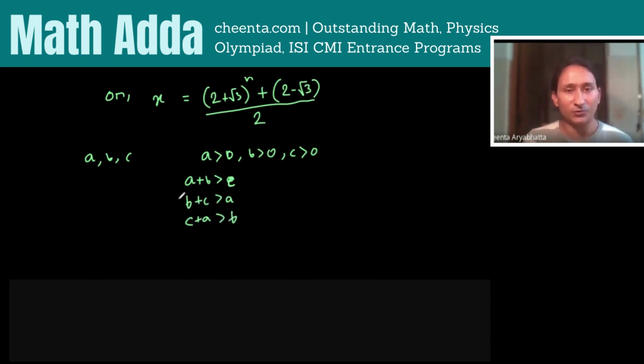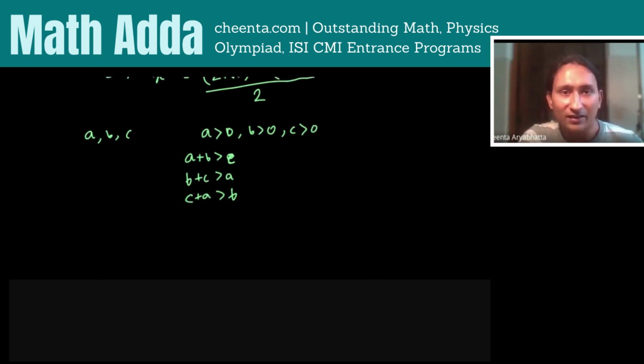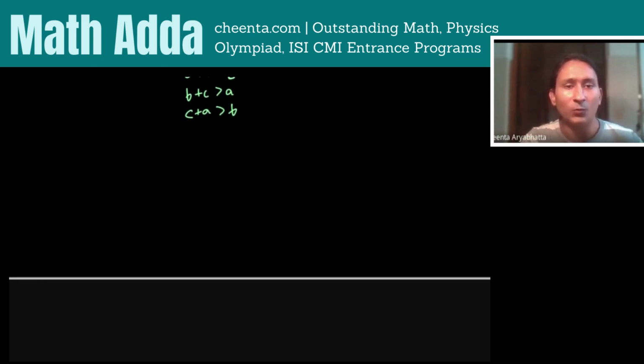This is one way to do this. But actually, there is another way. Given the sides of a triangle, there is a formula to find the area of that triangle. And you probably know it. It's called Heron's formula.